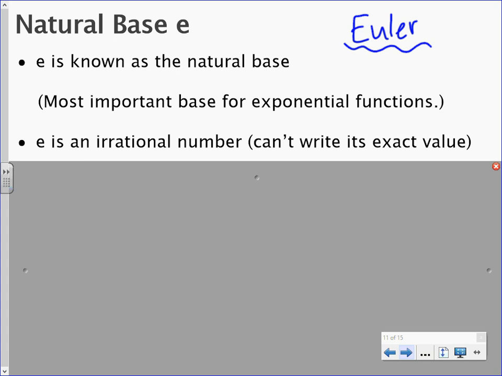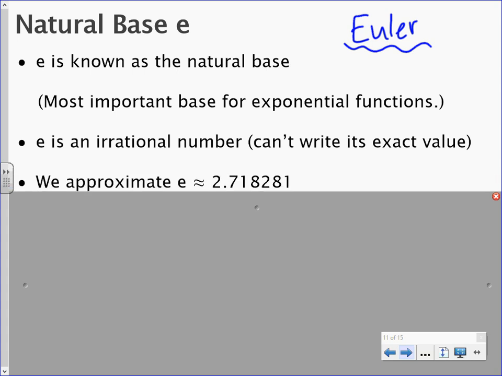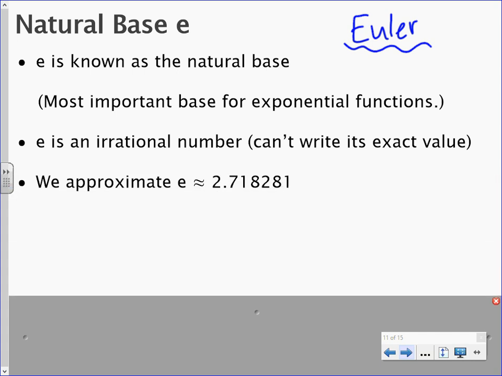e is an irrational number, just like pi. What is it, Caleb? You know it? 2.7, nice. 2.718281. So I always say every year we need to celebrate e Day and Pi Day, like February 7th. We can celebrate e Day. You remember that?